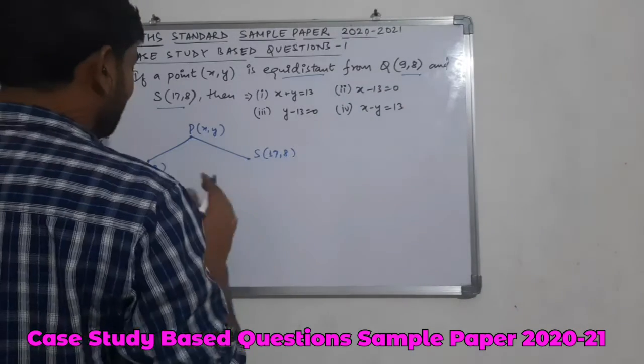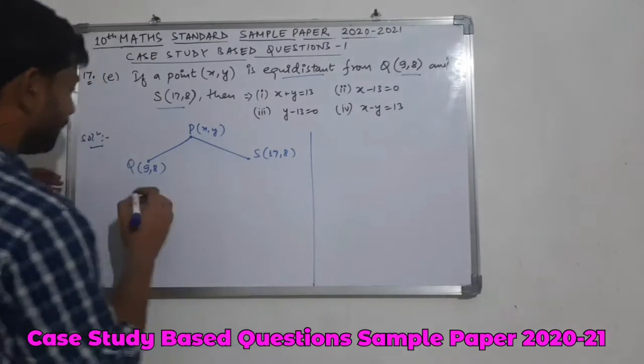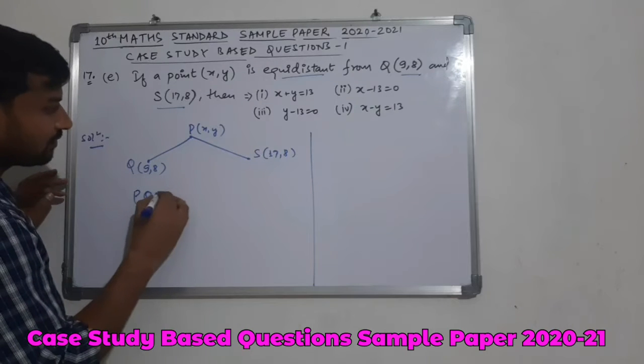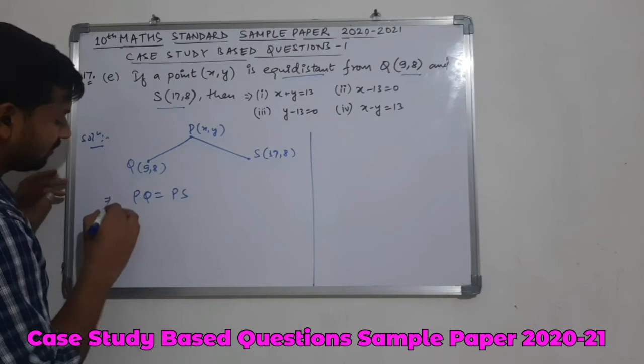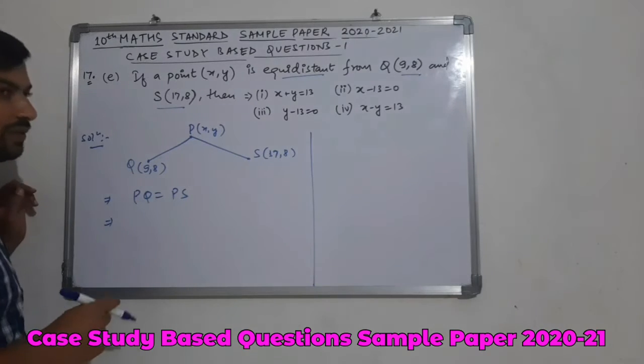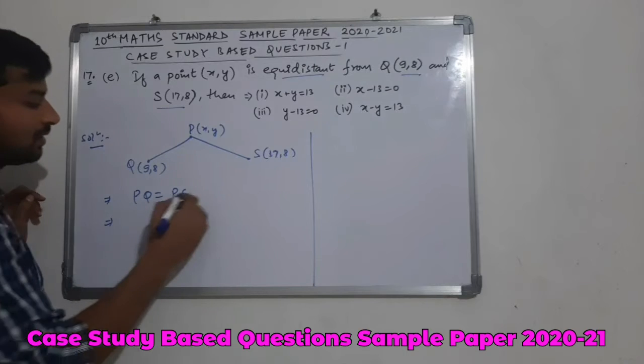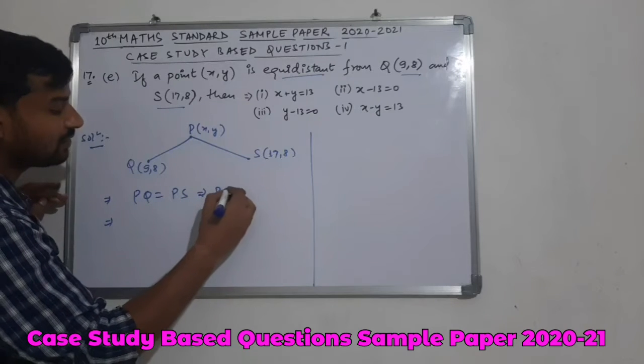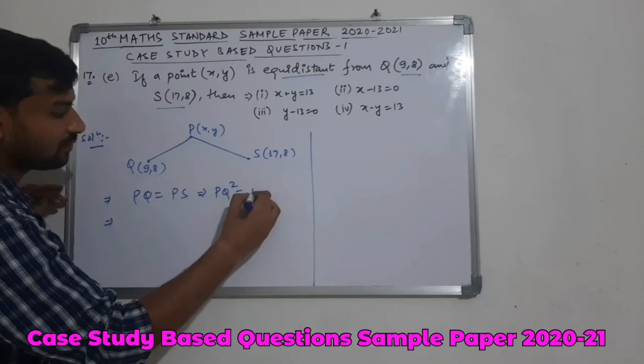So let us start with the information. The distance PQ is equal to PS. It is given to us. So when we use the formula for this, we can square both sides, because we will be getting the square root sign here.